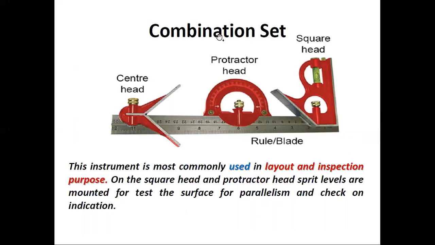Then combination set. This combination set instrument is most commonly used for layout and inspection purposes. One of the square head and protractor head spirit levels are mounted for the test of surface for parallelism and check on the indications. Generally, combination sets are used for layout and inspection.